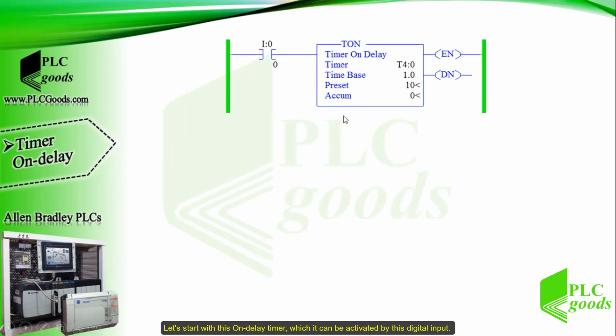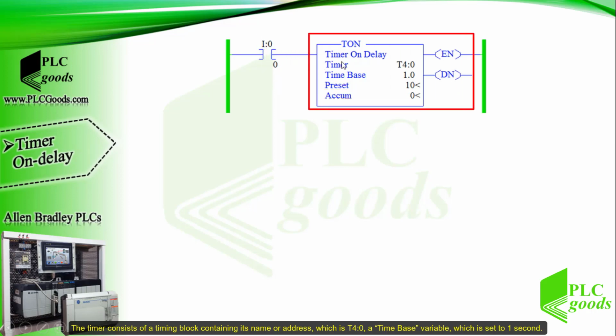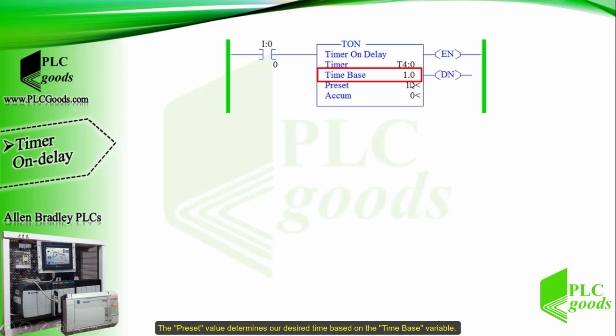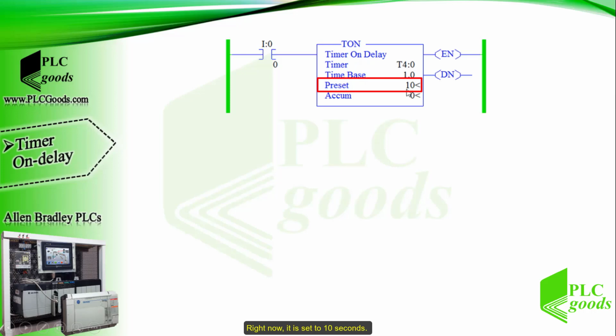Let's start with this on delay timer, which can be activated by this digital input. The timer consists of a timing block containing its name or address, which is T40, a time base variable which is set to 1 second. The preset value determines our desired time based on the time base variable. Right now, it is set to 10 seconds. Finally, the accumulator variable contains the elapsed time.